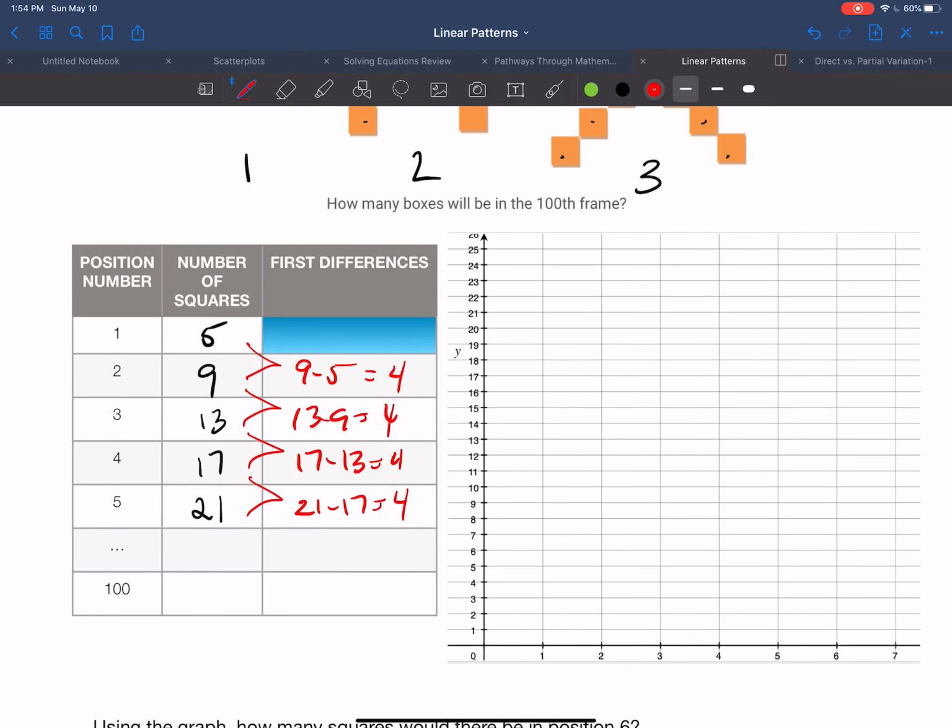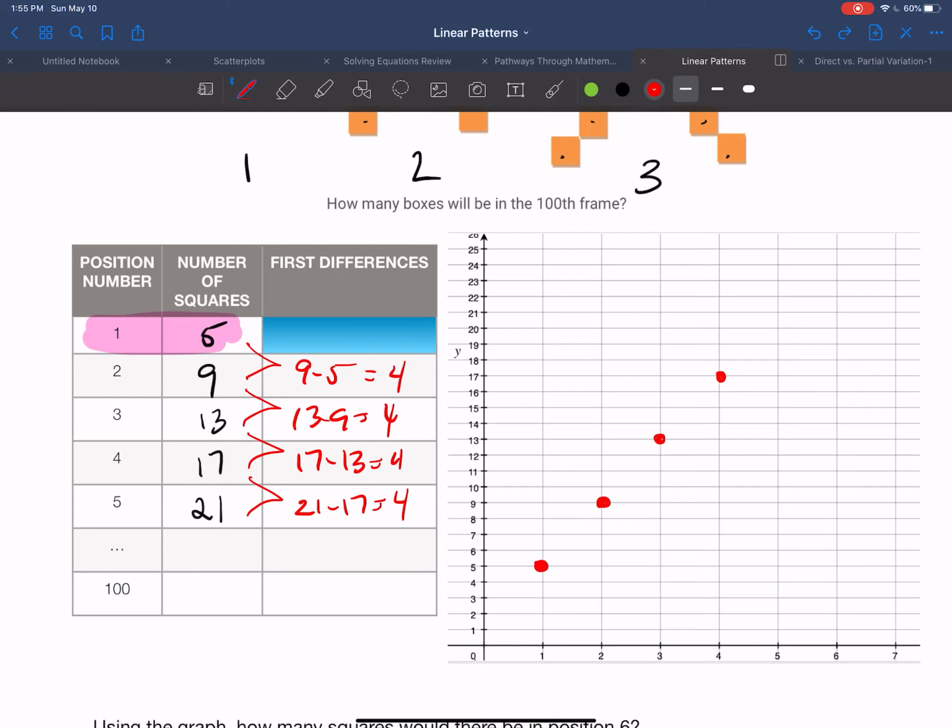Now let's take that and put it on the graph. So I have a coordinate here, 1, 5. So on my graph, I go along the x-axis to 1, go to the y-axis to 5, and there's my first point. And then I keep going. I have 2, 9, 3, 13, 4, 17, 5, 21.